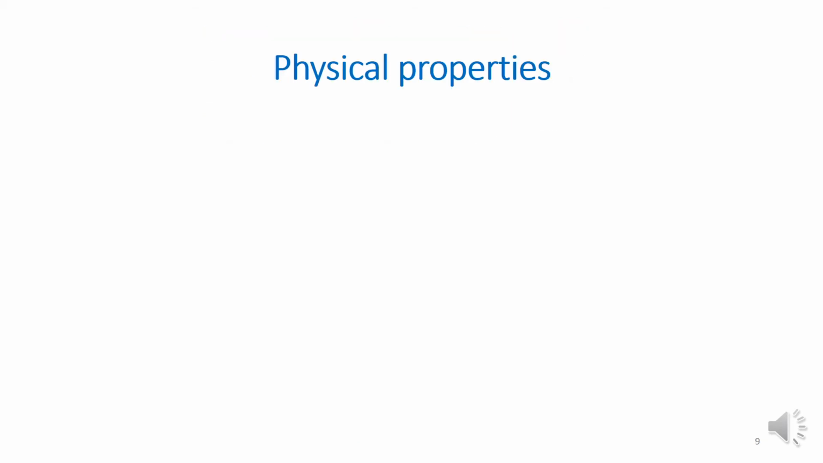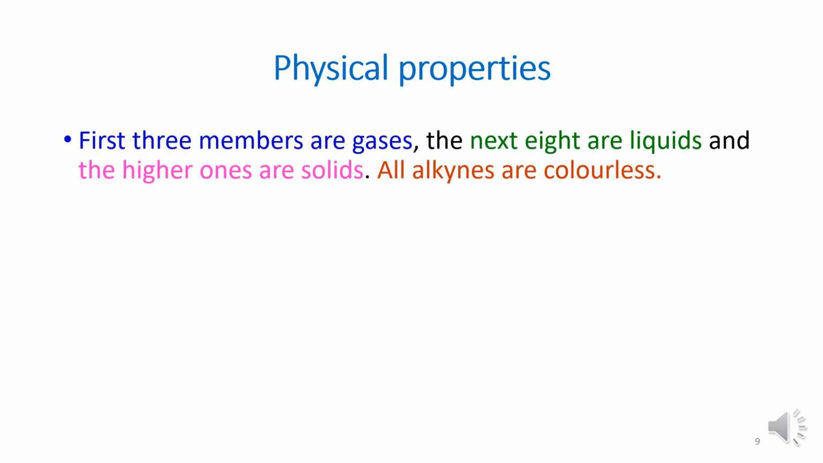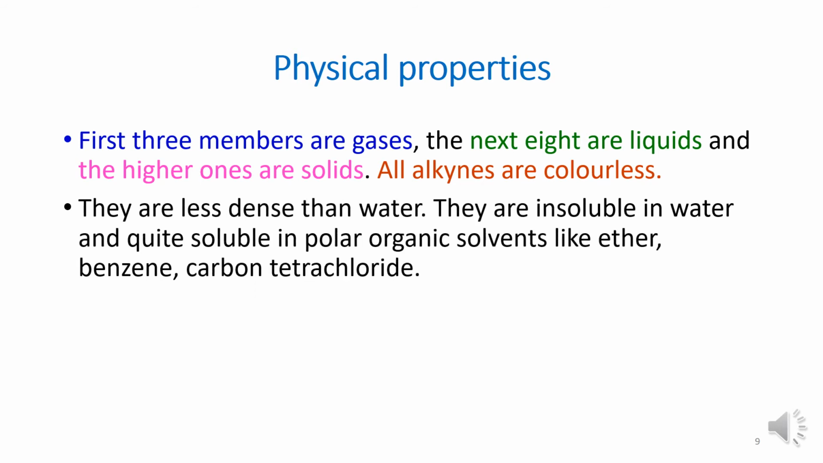Physical properties. The first three members of alkynes are gases, the next three are liquids, and higher ones are solids. All alkynes are usually colorless. They are less dense than water and insoluble in water, and they are quite soluble in polar solvents like ether, benzene or carbon tetrachloride.